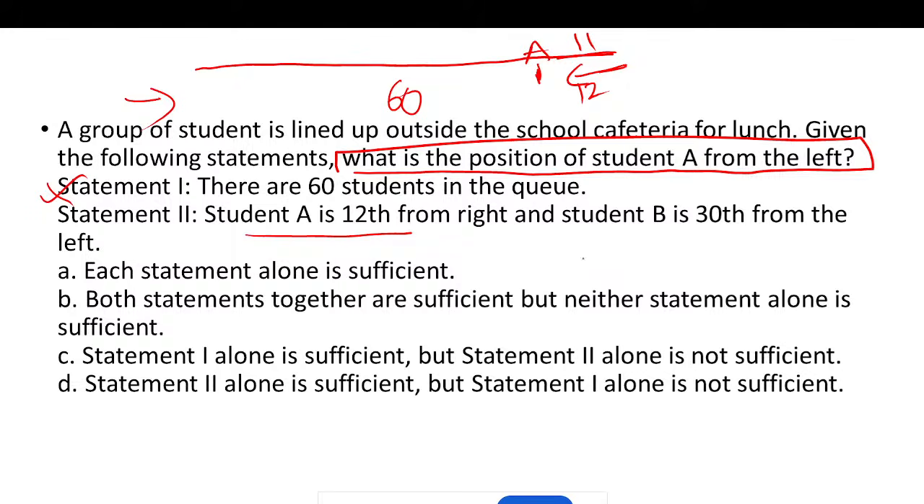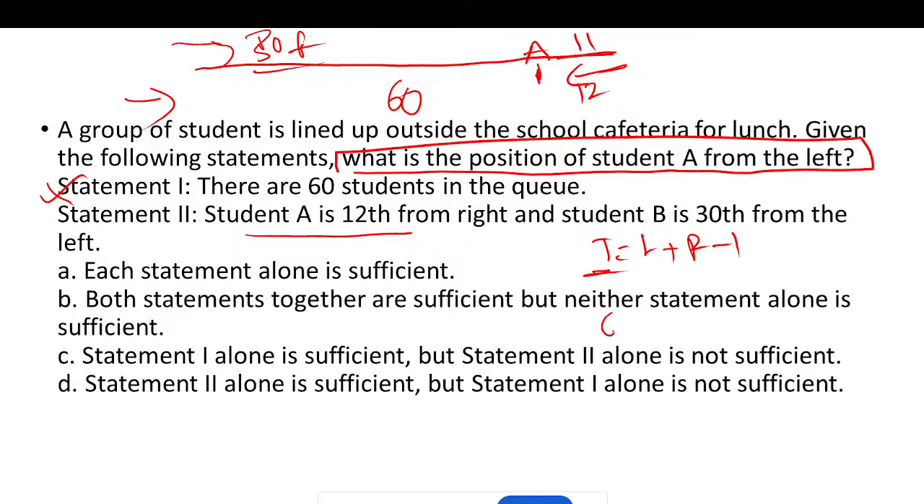Okay, and student B is 30th from left. Student B, 30 from left. Okay, we know this formula. Total students is equal to left side plus right side minus 1.